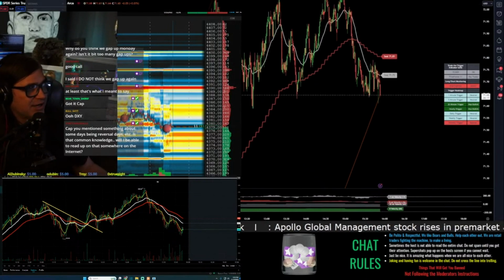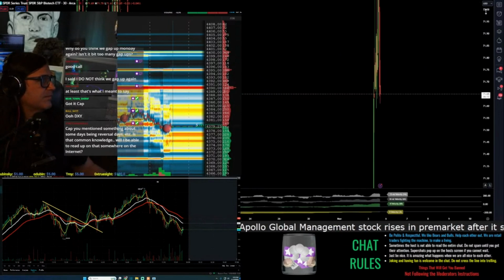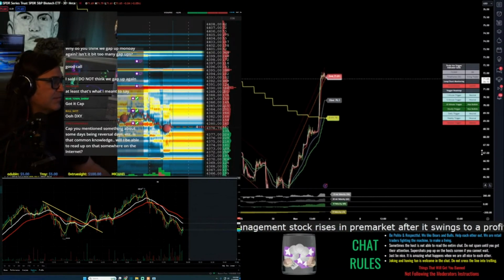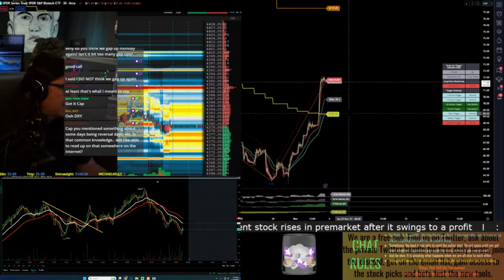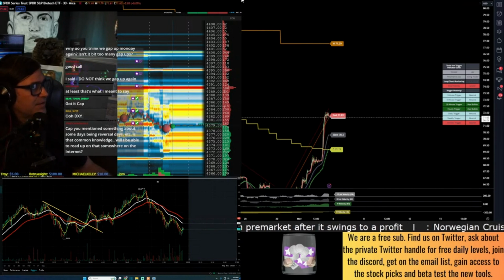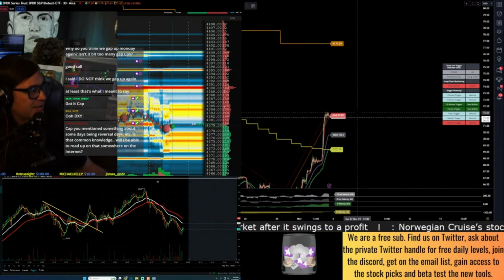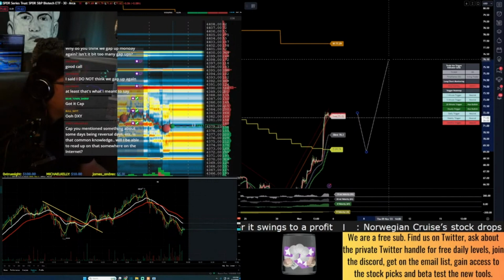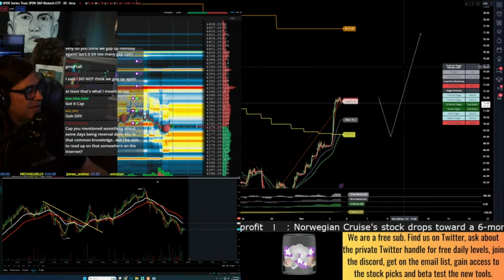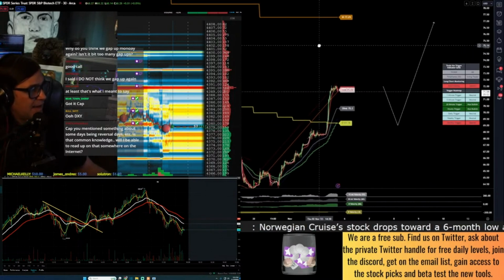XBI, 30-minute chart. What's going on with XBI? Expect a pullback. Short XBI down to $69, and it's going to go up again. XBI, 30-minute chart: pullback, buy 69, target 72.29, baby. And I want to say something about it.